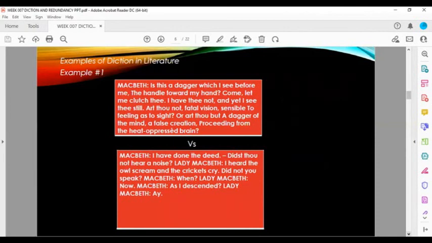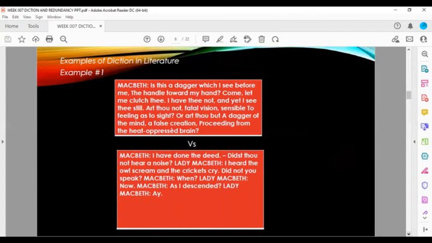Here on the screen, we have an example from Macbeth. Is this a dagger which I see before me, the handle toward my hand? Come, let me clutch thee. I have thee not, and yet I see thee still. Art thou not, fatal vision, sensible to feeling as to sight? Or art thou but a dagger of the mind, a false creation, proceeding from the heat-oppressed brain? So this conveys a different diction and impression.